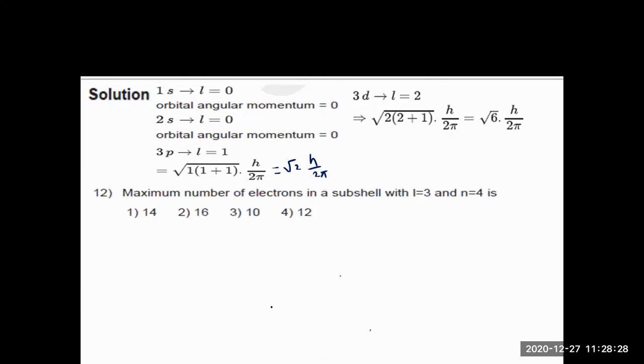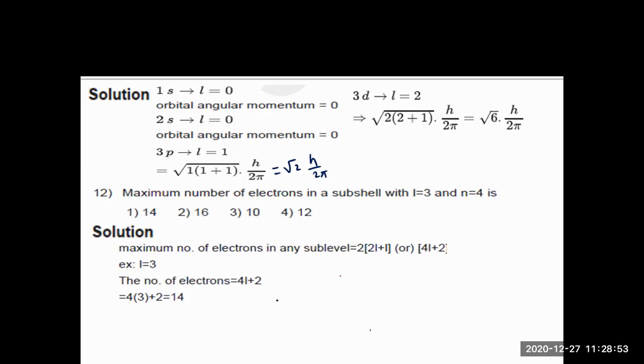Maximum number of electrons in a subshell with L is equal to 3 and N is equal to 4 is 14, sir. Okay. What is L is equal to 3 actually? F orbital. F subshell can accommodate 14 electrons because there are 7 orbitals in it.